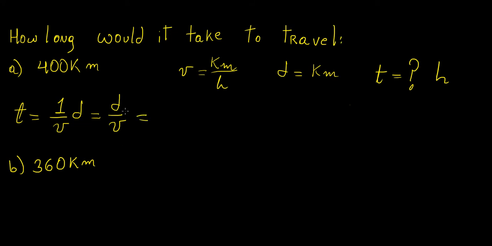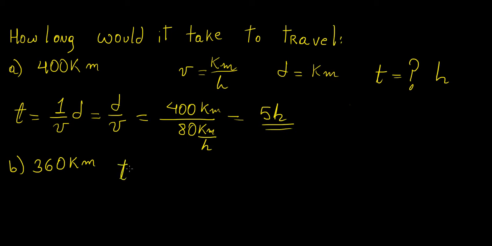In this case, we're given the total distance of 400 kilometers. The speed is 80 kilometers per hour. The kilometers are going to cancel out, so we have 400 divided by 80. That gives us 5. So the total comes down to just 5 hours. It will take 5 hours to travel this amount of distance at that speed.